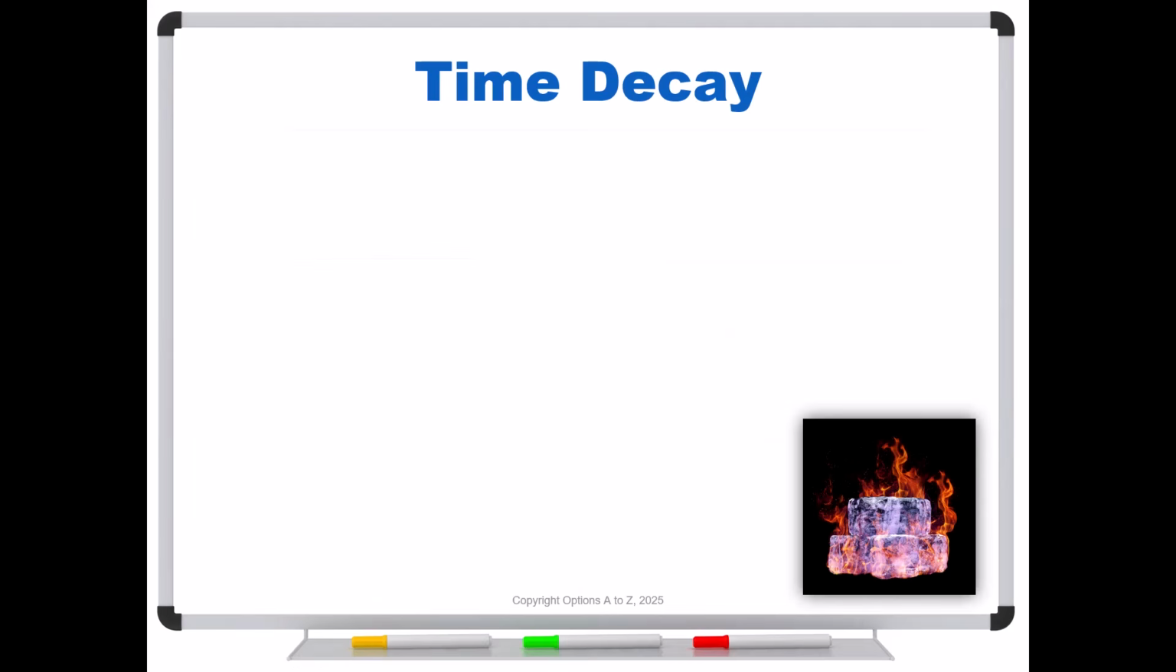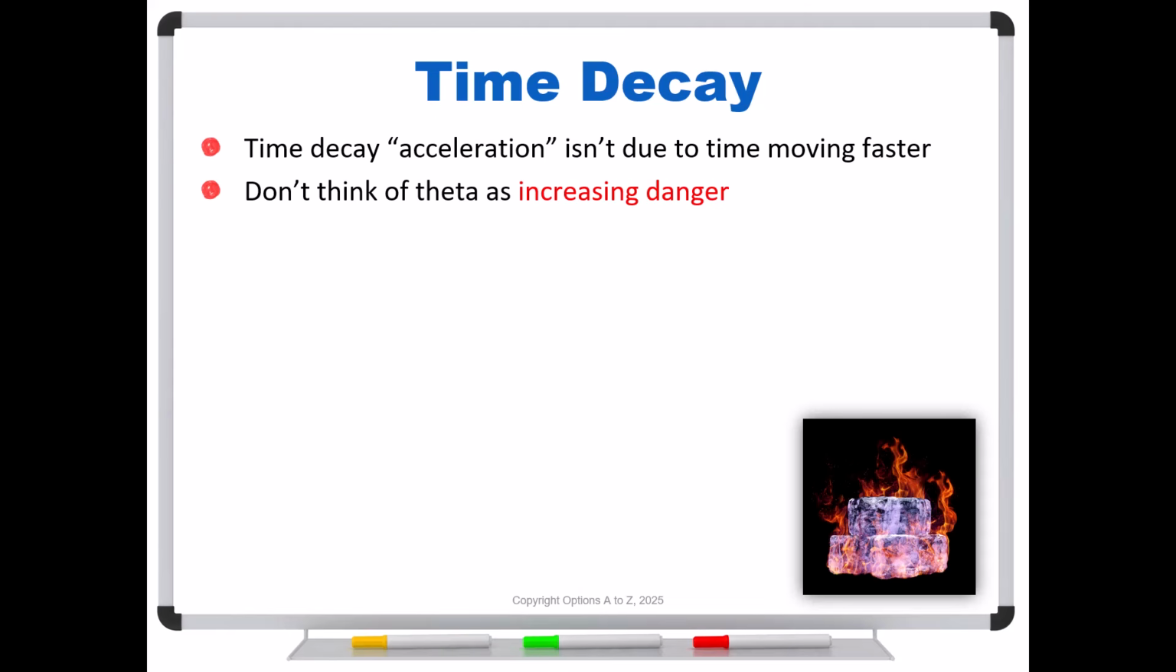So time decay acceleration, or that apparent acceleration, isn't due to time moving faster. That's what a lot of people think when they start seeing this curve. It's going to start moving faster, or as if we're moving faster through time. It's not. In fact, don't think of theta as an increasing danger. What we're going to find out is that it's the same curve, what appears to be this gentle curve and then approaching this very sharp curve. It's actually the same curve. We're just looking at it through a warped lens. And that's what's causing the curvature.